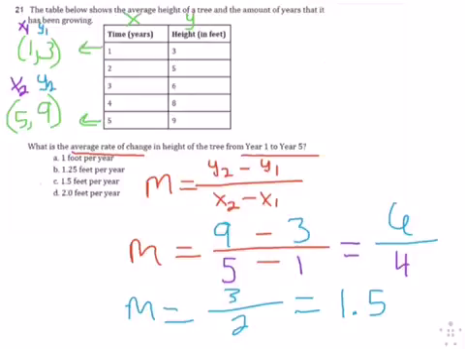To figure out our units, we look at our x's, which is years, so down here it's years, right? And on top, our y's are feet, so it's feet per year, so 1.5 feet per year. So your answer is going to be C.